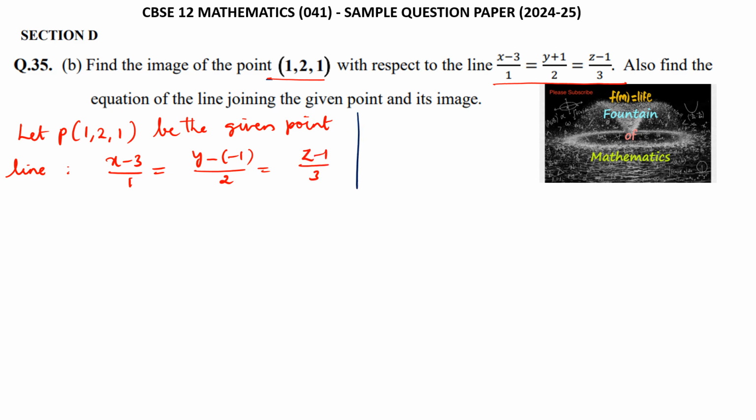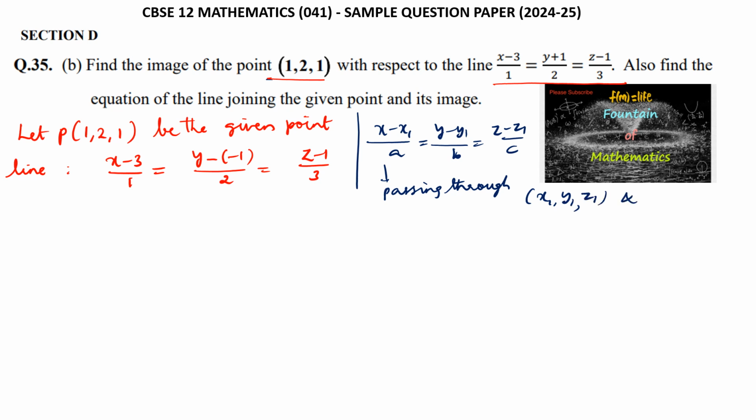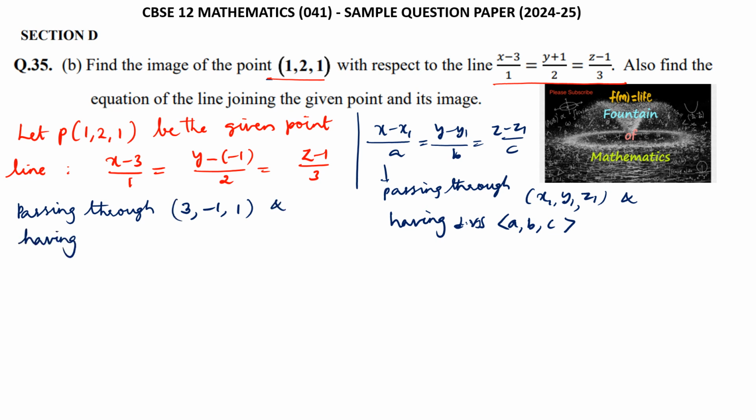Which is in the form of x minus x1 upon a is equal to y minus y1 upon b is equal to z minus z1 upon c. So this line is passing through the point x1 comma y1 comma z1 and having direction ratios a comma b comma c. So here, this line is passing through 3 comma minus 1 comma 1 and having direction ratios 1 comma 2 comma 3.